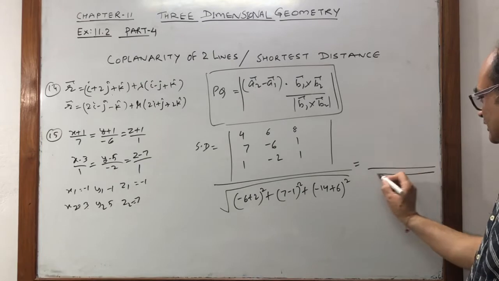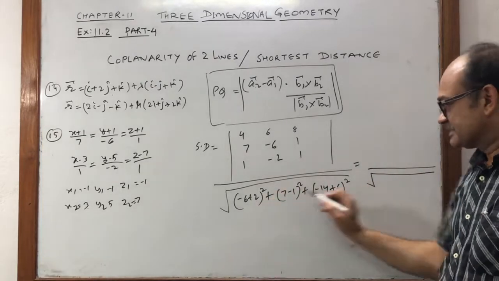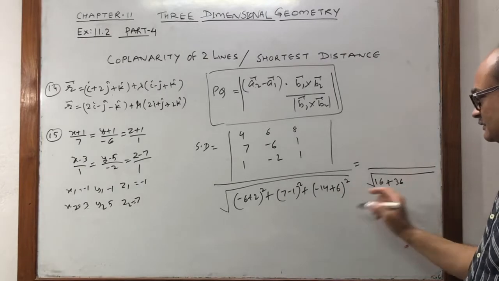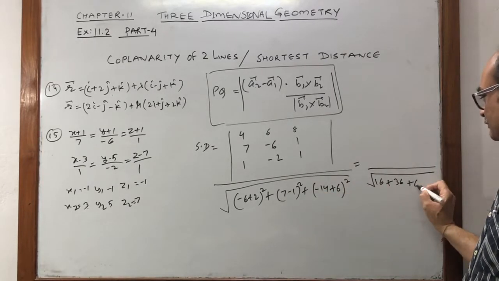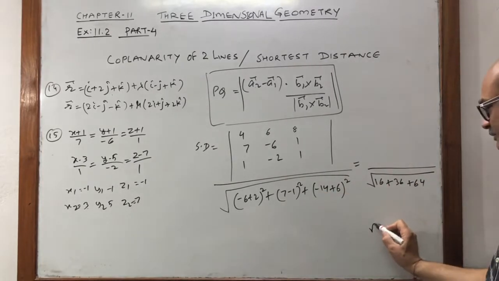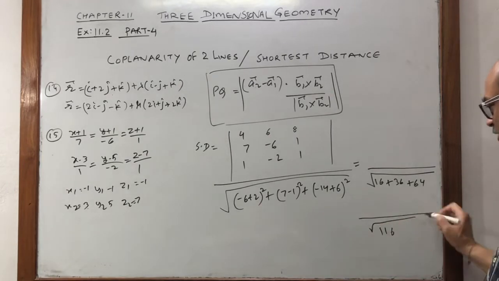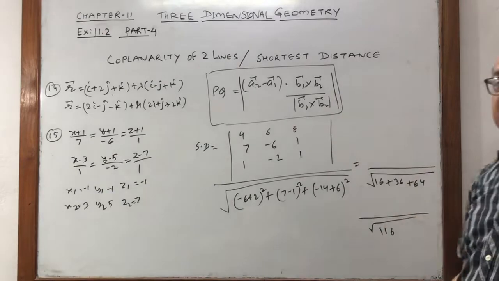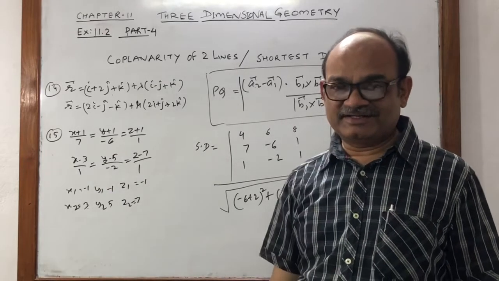So first we solve the denominator. 16, 36, 64. It is nothing but root 116. Now we come to the revision of determinant. How we solve the determinant.